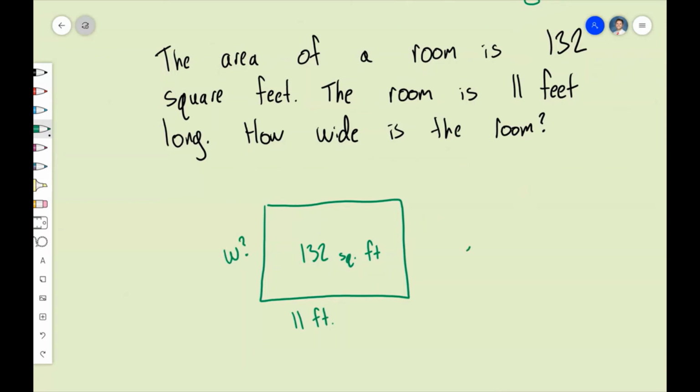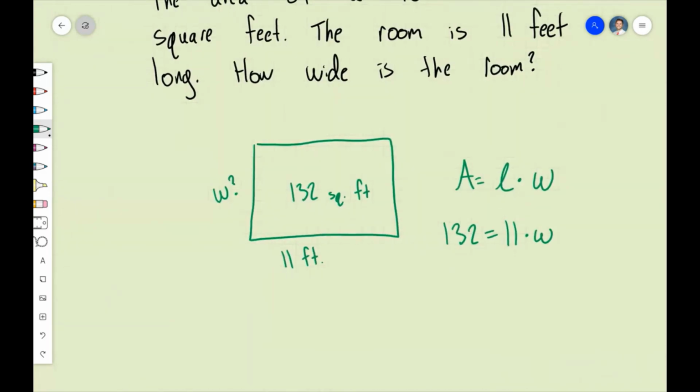If you remember, the area is equal to the length times the width. We already know the area and the length, so we just need to solve for the width. We know that the area is 132 square feet, and the length is 11 feet. So we know that 11 times w equals 132. We want to solve here for w. In this case, we'll divide both sides by 11, and that will leave us with 132 divided by 11 equals w.